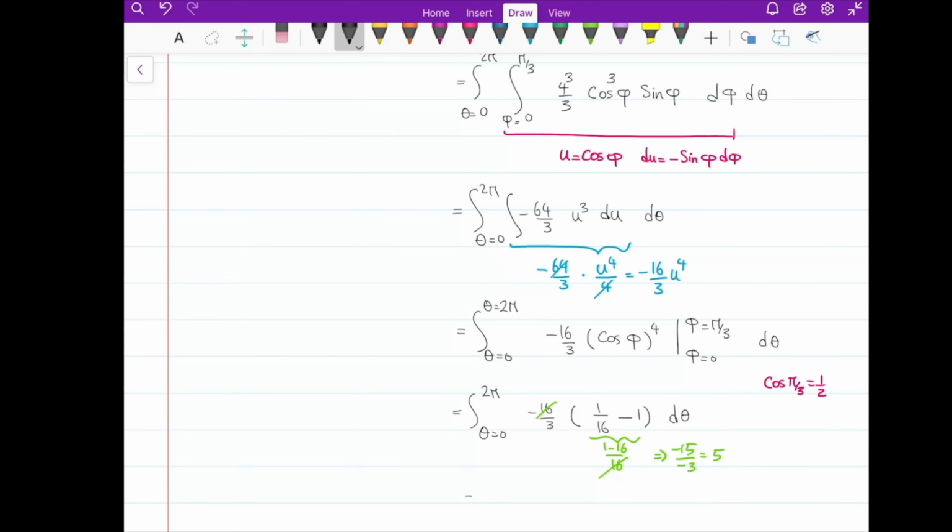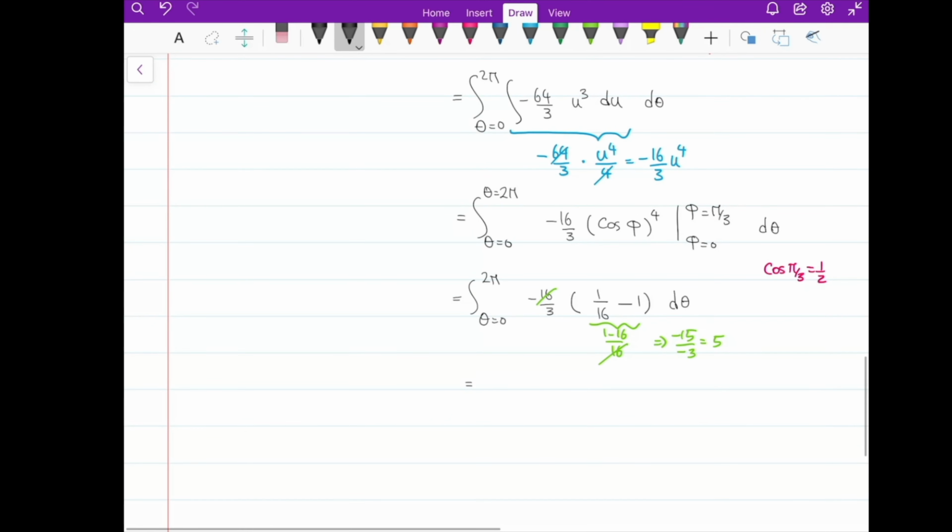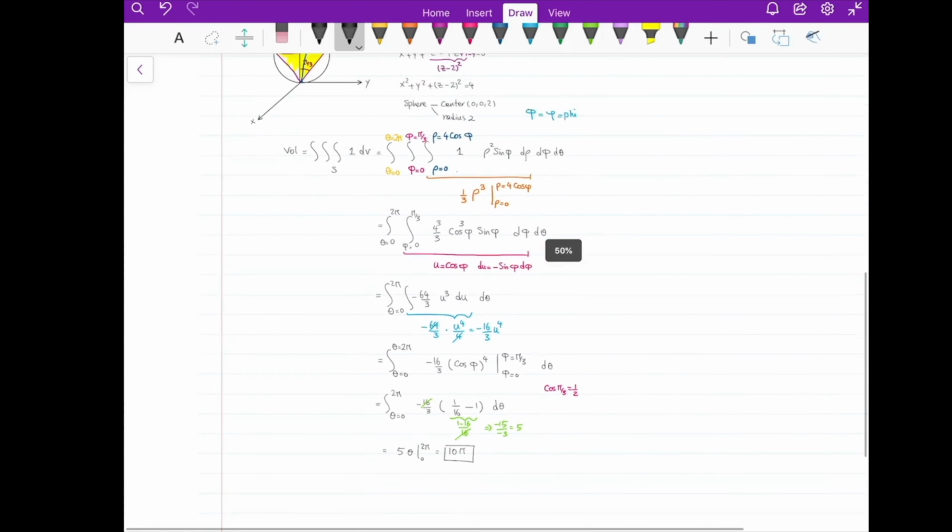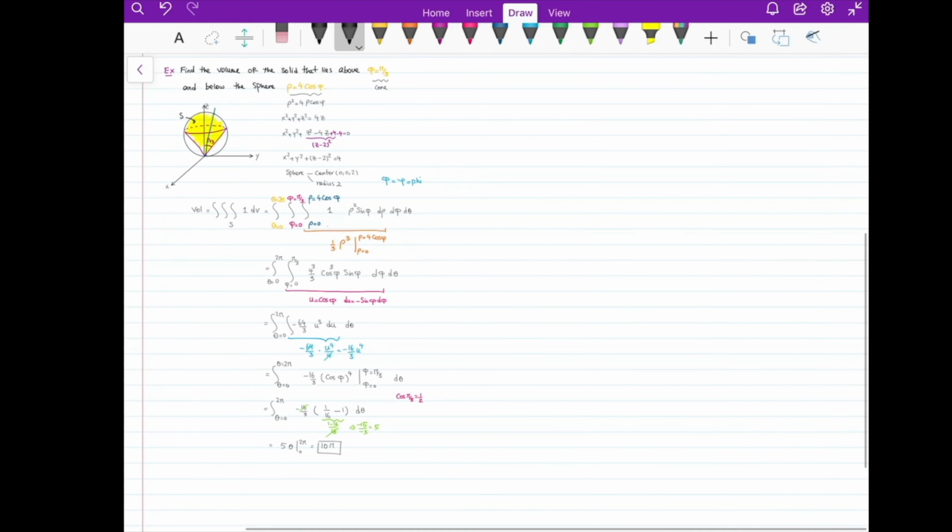Okay, so I calculated the integral. It would be 5 theta from 0 to 2 pi, which would be 10 pi. Okay, that's the volume between these two shapes using spherical coordinates.